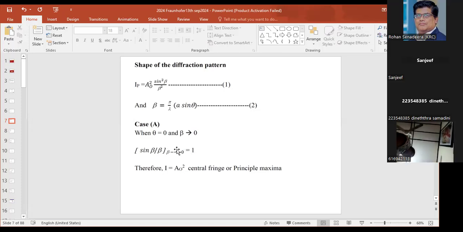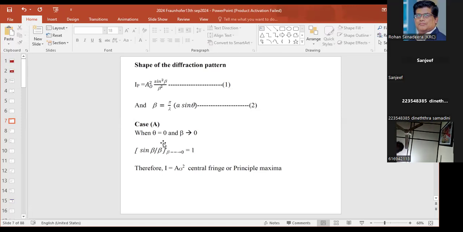common thing, right? So now we can write, if sine beta over beta goes to 1, so that means this one goes to 1. So that means the resultant I is equal to A naught squared, right? Therefore, I is equal to A naught squared. That is our central fringe. We call it central fringe or principal maxima. So maximum intensity we have in that point, right?